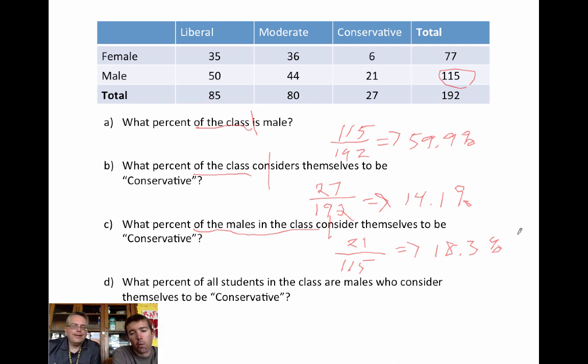Last part. We want to know what percent of all the students in the class now are males who consider themselves to be conservative. So now we're back to looking at all of the students. So Mr. Miller is underlining a little too far there. He's getting a little ambitious. So what percent of all students in the class are males who consider themselves to be conservative? Whole class, 192. Okay, and the part is males who consider themselves to be conservative. So there are only 21 of those.